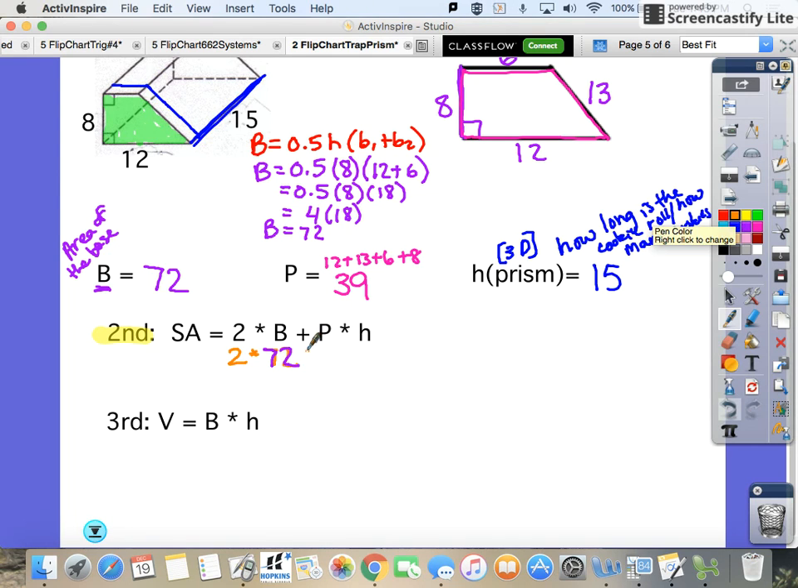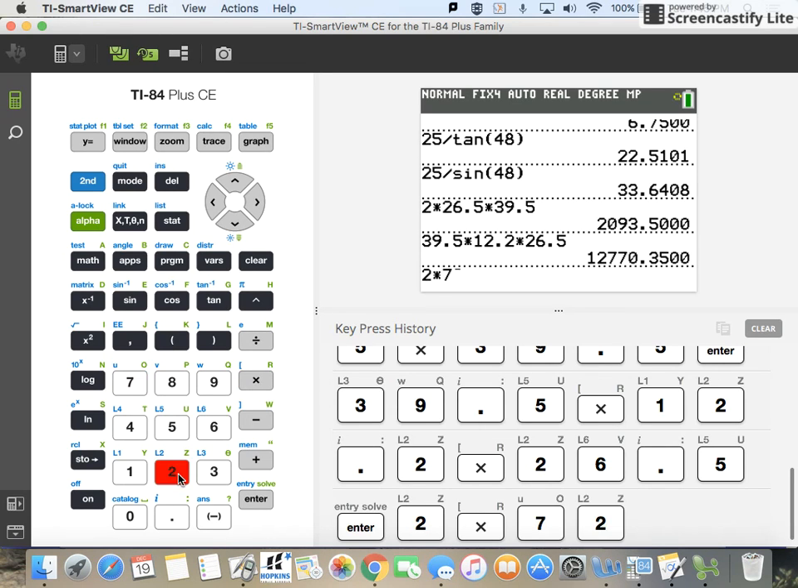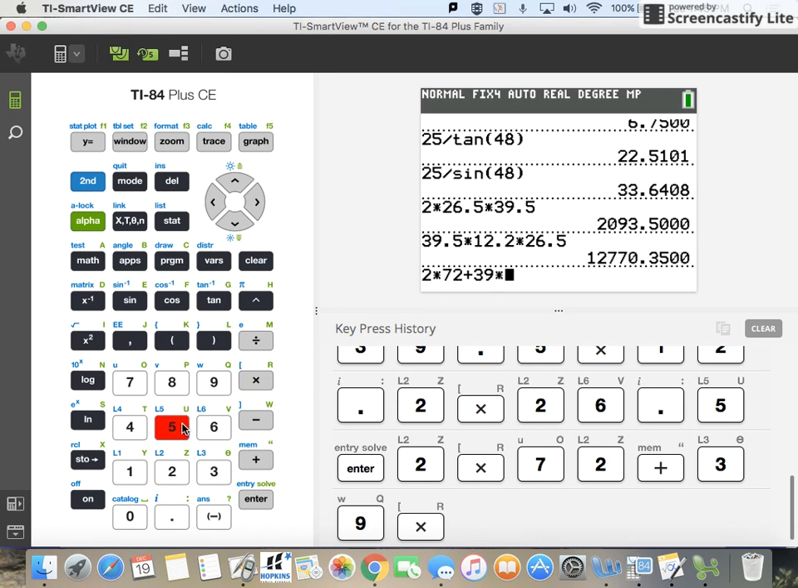And we need to take the perimeter of the cookie. The perimeter was 39. So that's like the distance around one cookie. We need to take that times the number of cookies that would be in the roll. So if we had 15 cookies, we need to times that by 15 because that's all the surface area we need to cover. So if we do 2 times 72, we get 144. And then we can just type this in really. 2 times 72 plus 39 times 15.